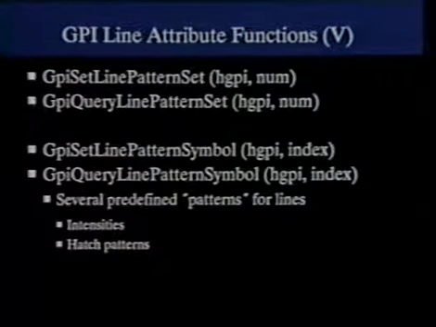And finally, when a line embodies a large number of pixels on screen or pixels on a raster type device, you may want to image that line as actually a pattern. We provide a pattern symbol set and a pattern symbol for you to do that. This allows you to use, for example, hatched appearance for borders of lines. This is new in the GPI over the Microsoft Windows GDI. The predefined patterns for lines include intensities and hatches.